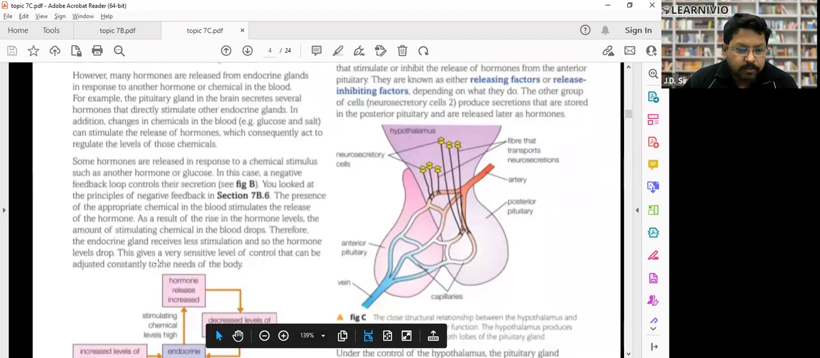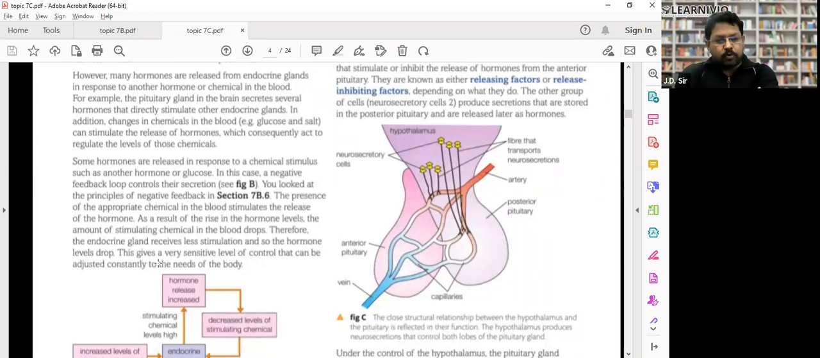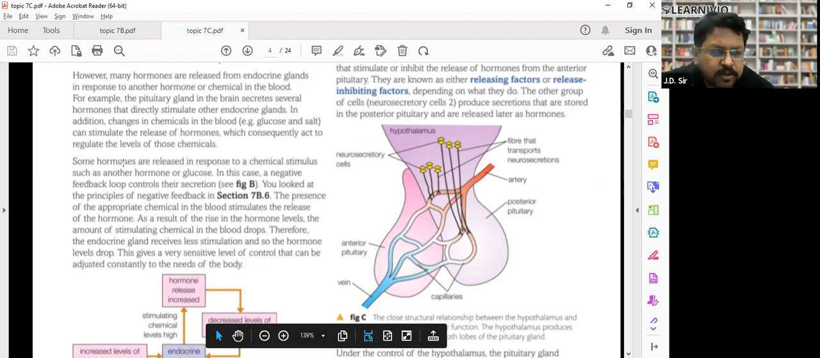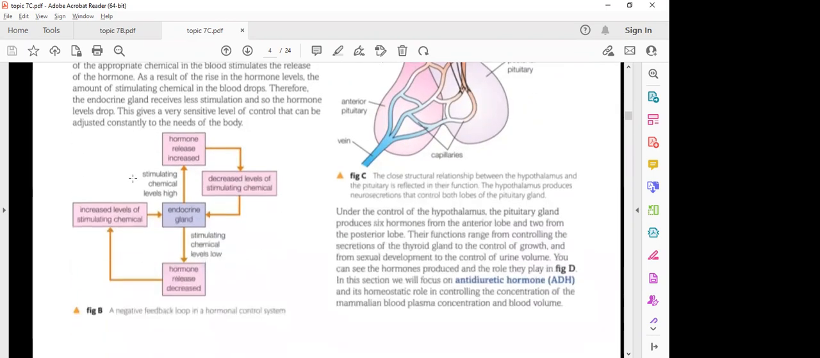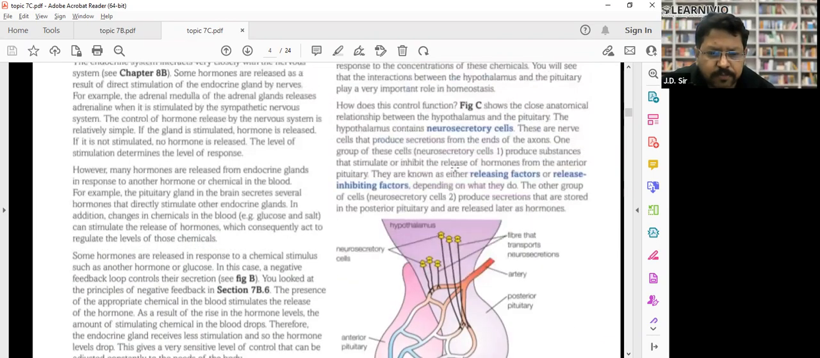Some hormones are released in response to a chemical stimulus, such as another hormone or glucose. In this case, a negative feedback loop controls the secretion. Look at the principle of negative feedback. We studied it a few minutes back, the insulin case. The same thing is explained over here. What is the positive control? What is the negative control?